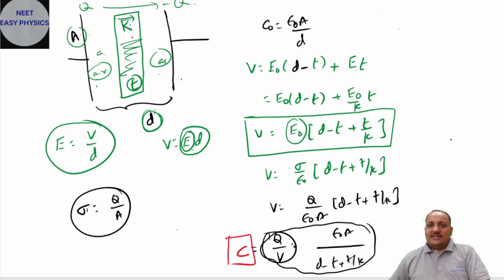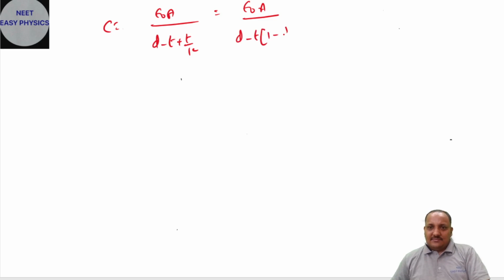Whenever a dielectric is placed partially, this is the final form of the capacitance: C is equal to epsilon naught A by D minus T plus T by K. For our convenience, we will write it like this: D minus T common, 1 minus 1 by K. A very, very important formula for the capacitance of a capacitor whenever a dielectric is placed partially.